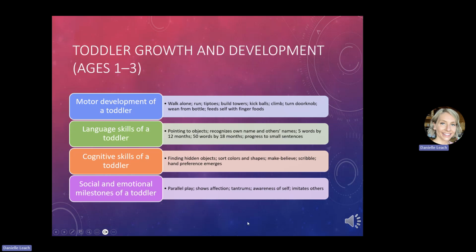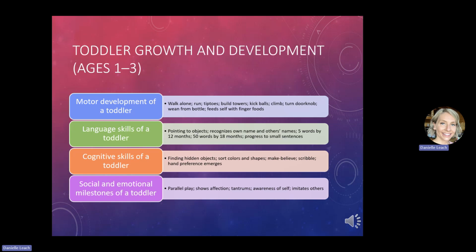The toddler age group is from ages 1 to 3. Motor development: these are developmental milestones that toddlers should be able to complete by the time they are 3 years old. They should be able to walk alone, run, walk on their tiptoes, start to build towers with blocks, kick balls, climb, turn doorknobs, wean from the bottle and use a sippy cup, and feed themselves with finger foods.